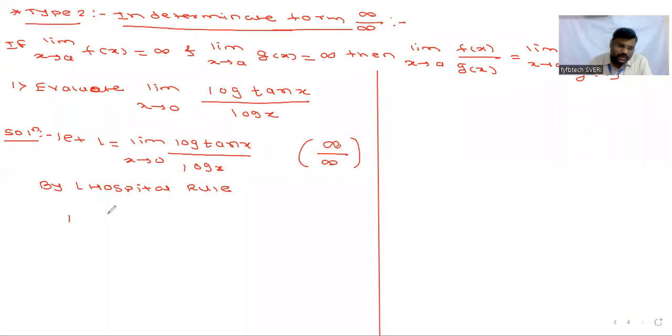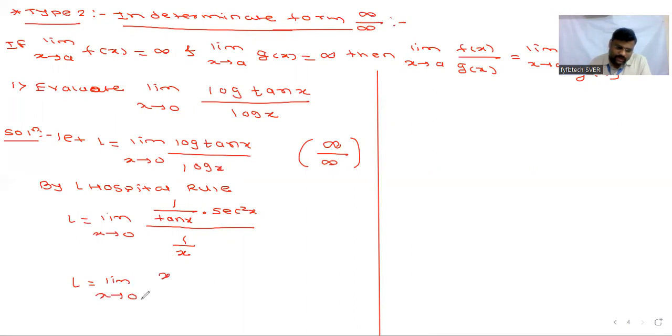L is equal to limit x tends to 0. What about the derivative? Derivative of log tan x. What is derivative of log tan x? 1 by tan x into derivative of tan x, which is sec square x. Then derivative of log x is what? 1 upon x. Now we modify this term. We got the limit x tends to 0, x divided by tan x into sec square x. Is it correct?